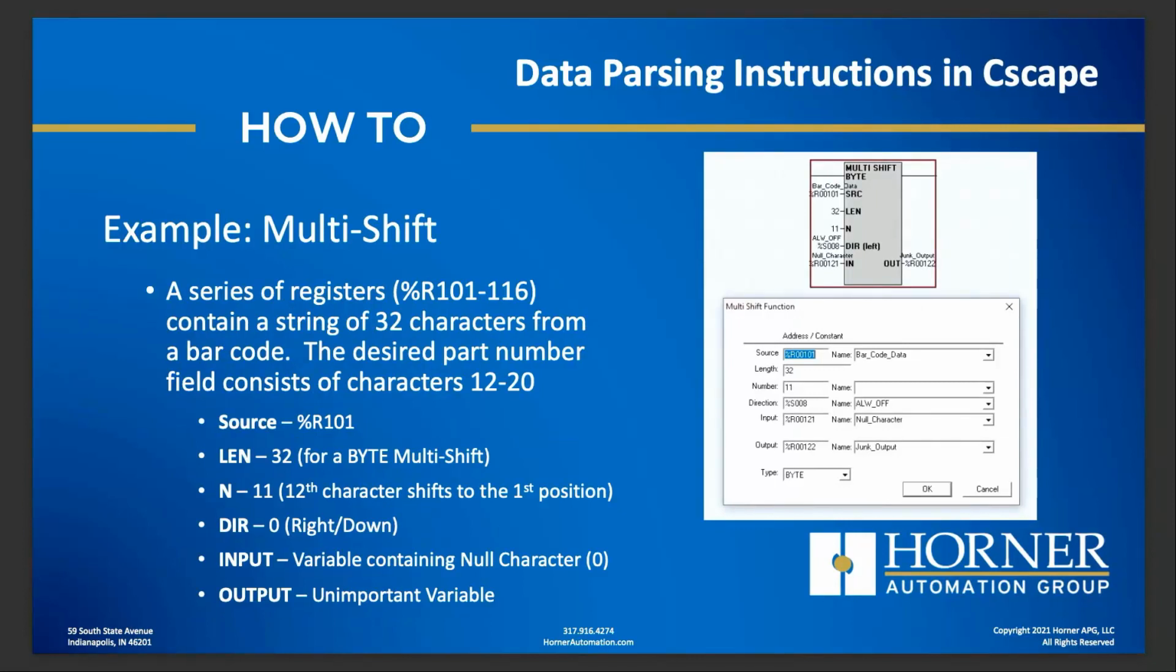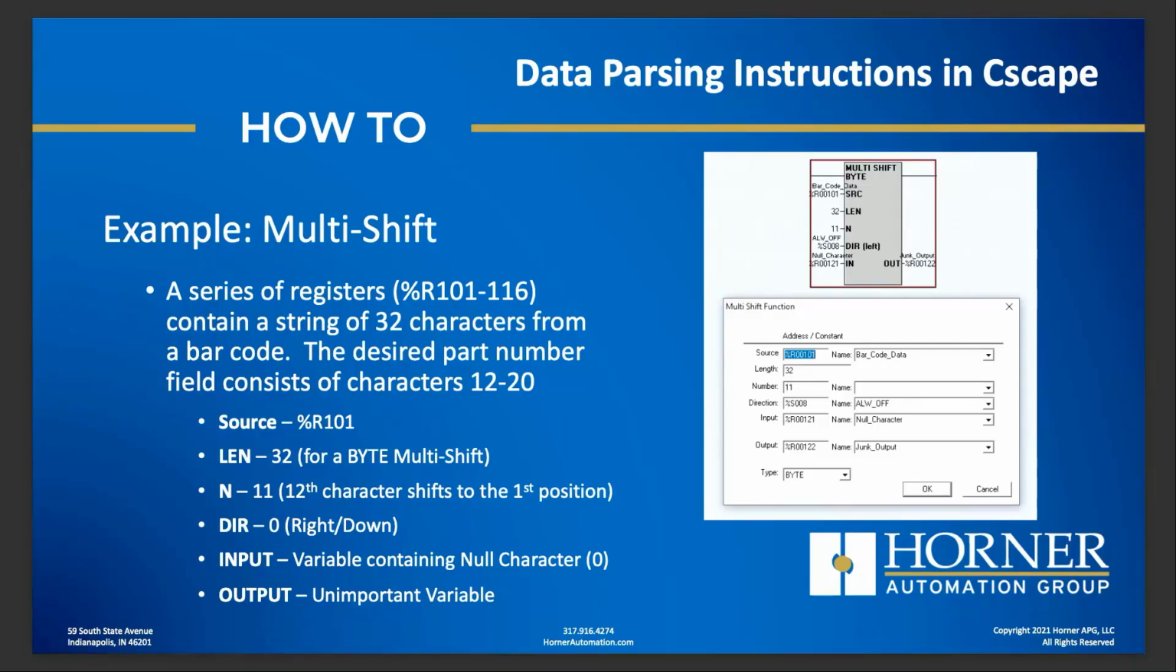Okay, so let's say that we have a multi-shift that we're going to use here to help us deal with a series of registers, 16 consecutive registers, that contain a string of 32 characters from a barcode. Again, when you're talking about ASCII characters, they take 1 byte per character, and there, of course, are 2 bytes per word. So if you have 32 characters, you need 16 words. Now, in that string of 32 characters that we're getting in from the barcode scanner, the 12th through the 20th character happens to be the part number field that we're interested in. So we want to isolate that field and create a separate variable for part number. So that's the application here.